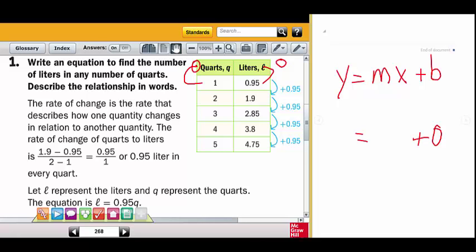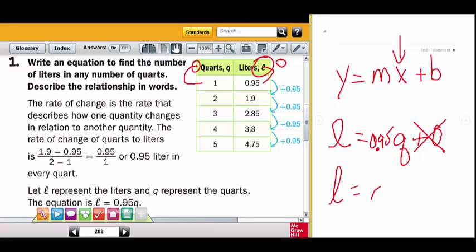Our y is our output. So we have liters equals our slope, which we said was 0.95, 95 100ths. And our x value in this case is our input, which is Q. So here's our equation. Liters equals 95 100ths of quarts plus 0. And obviously we would not actually put this in our equation. We would just have liters equals 0.95 Q, just like they have right here.